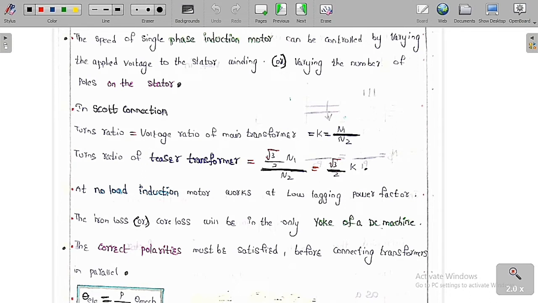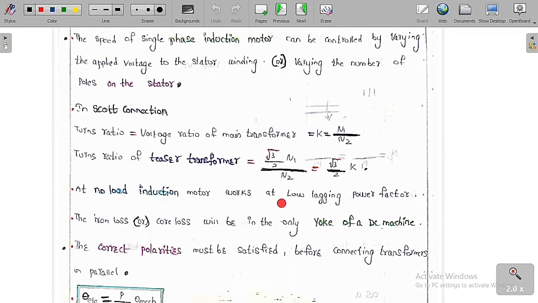So the turns ratio is called the voltage ratio of the main transformer, K equal to N1 by N2. For the main transformer, the primary winding turns are N1 and the secondary winding turns are N2. For the turns ratio of the teaser transformer, the primary winding turns are root 3 by 2 into N1 and the secondary winding turns are N2. So we get root 3 by 2 into K.